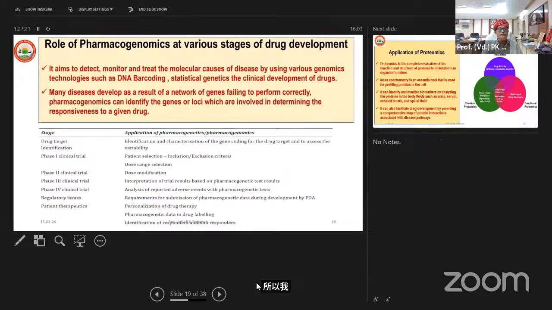So the role of pharmacogenomics at various stages of drug development is very important. It aims to detect, monitor, and treat the molecular cause of the disease by using various genomics technologies such as DNA barcoding, statistical genetics, and clinical development of drugs. Many diseases develop as a result of a network of genes failing to perform correctly. Pharmacogenomics can identify the genes or loci which are involved in determining the responsiveness to a given drug.